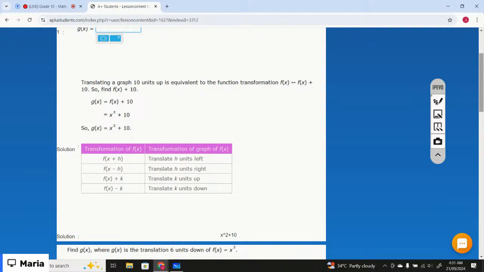Transformations of the function are f of x plus h, which translates h units left. F of x minus h translates h units right. F of x plus k translates k units up. F of x minus k translates k units down.